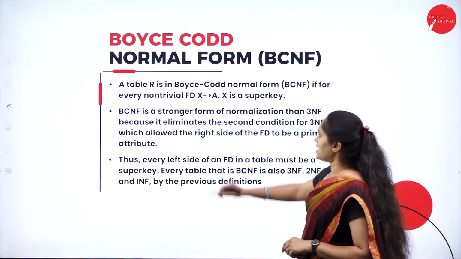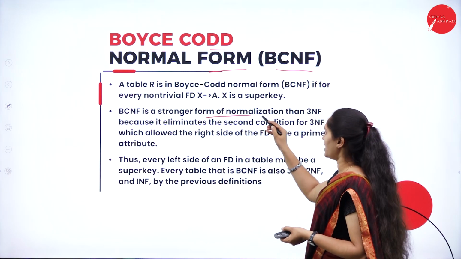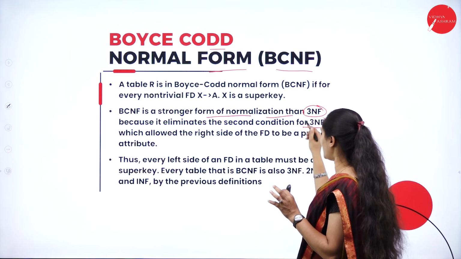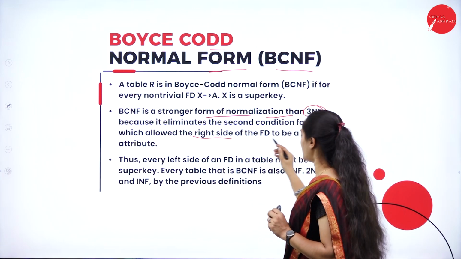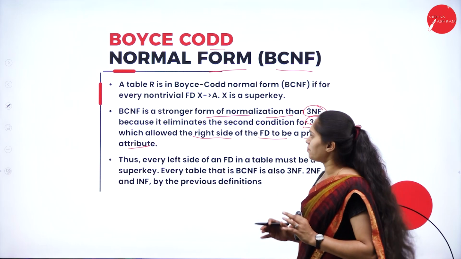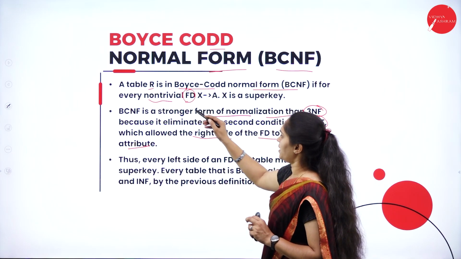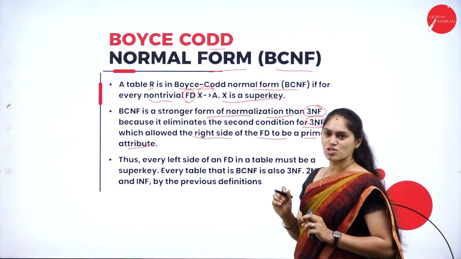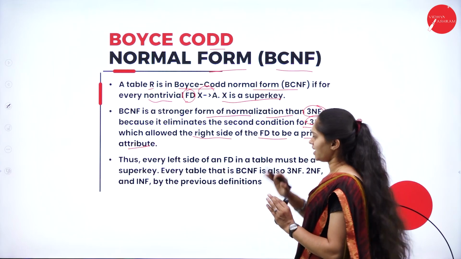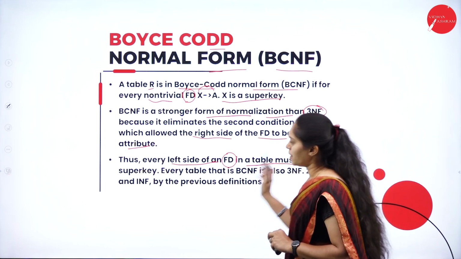Last, we have Boyce-Codd normal form, or BCNF. This is a stronger, more powerful normalization form than 3NF. It removes the transitive dependency which we had in 3NF, which allowed the right side of the functional dependency to be a prime attribute. A table R is in Boyce-Codd normal form if for every non-trivial functional dependency X to A, X should be a super key. With the help of this, we can remove the non-trivial and transitive dependency from any table, so that every left side of a functional dependency in a table must be a super key.